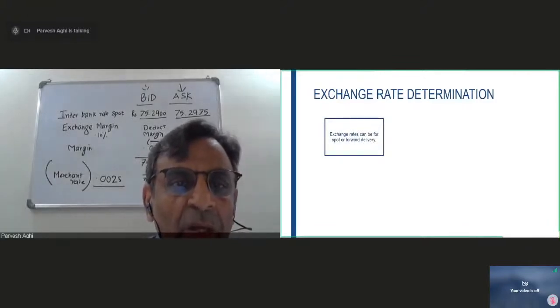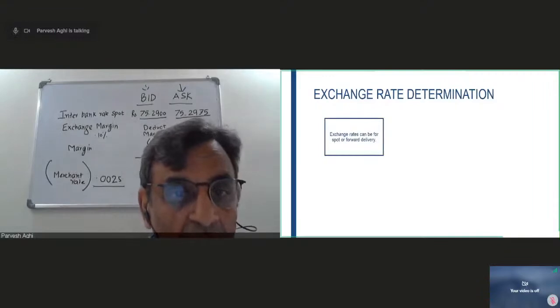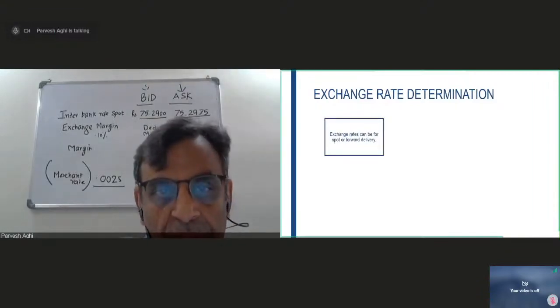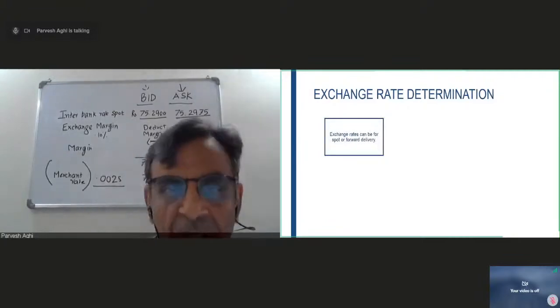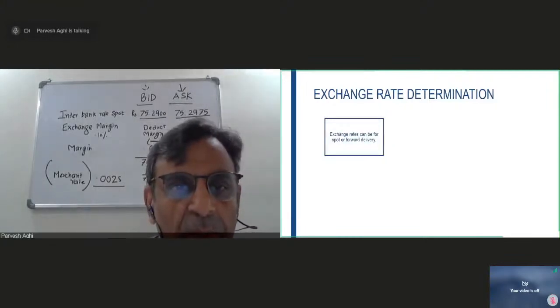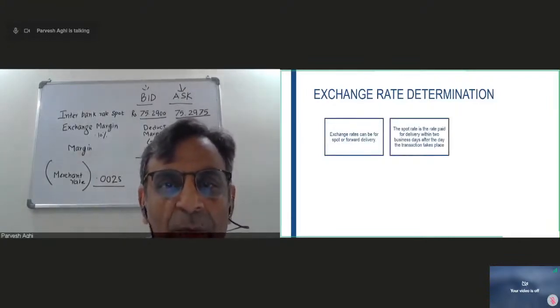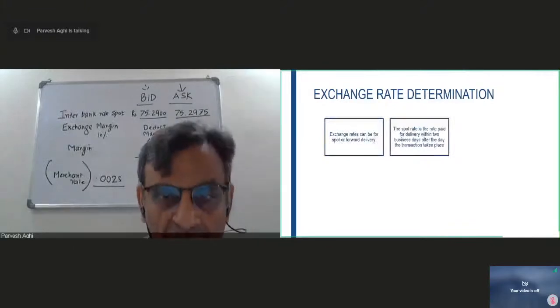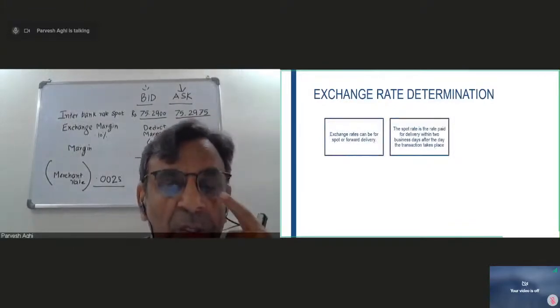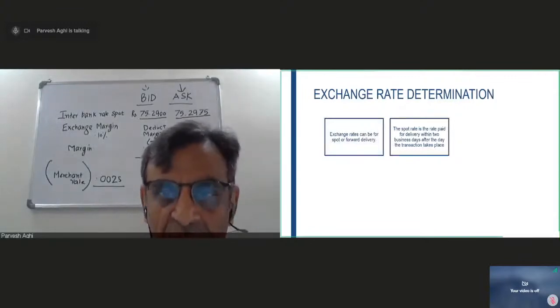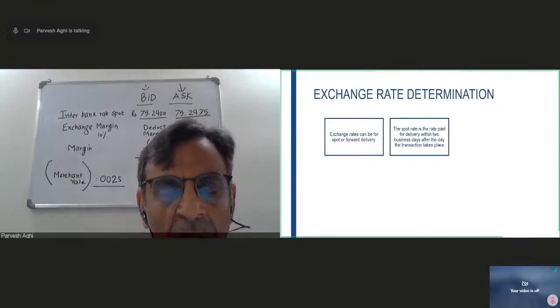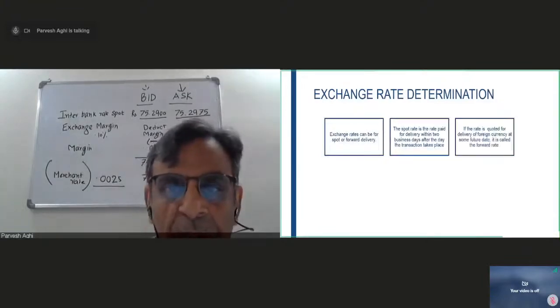Exchange rates can be for spot or forward delivery. Either you take a spot transaction or a forward transaction. Either you want it today or you want it, say, after a month or after 2 months. So exchange rates can be for both kinds of quotations. The spot rate is a rate paid for delivery within 2 business days after the day the transaction takes place. So you buy in the spot market, and the delivery happens within 2 days. So that is T plus 2. The transaction day plus 2 days is when you will get the delivery, or the delivery will be taken from you. If you're selling the currency, you have to give the currency to the dealer, or if you are buying, you will get your delivery after 2 days.